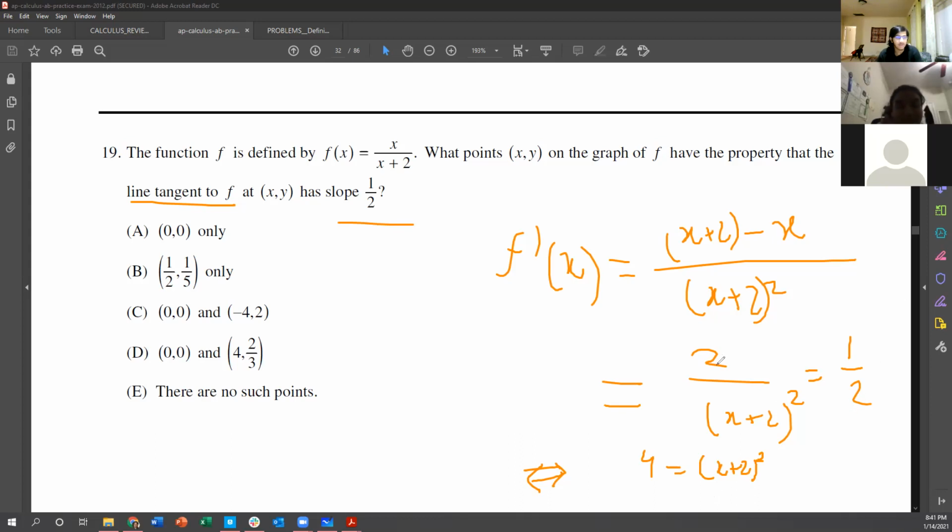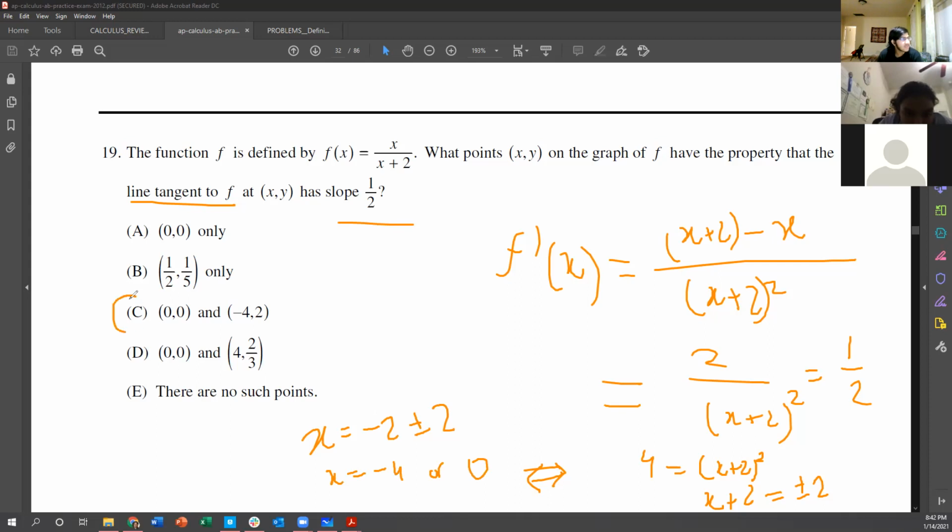I'm sorry, I'm being dumb. How did you get 2 on top? Oh, because x minus x is 0 and you have the 2. Okay. So now you know that x plus 2 equals plus or minus 2, because I had to take the positive and negative square root. So that means x equals -2 plus or minus 2. So x can either be -4 or 0.